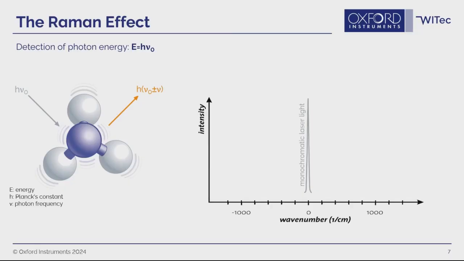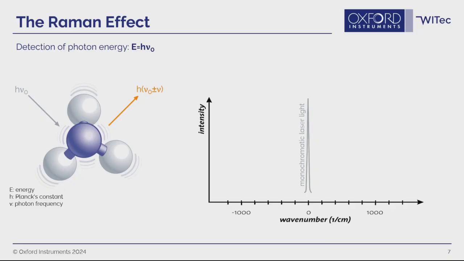I want to introduce you the Raman effect. Therefore, we look at the simple molecule. In this case, it is methane. As Raman is based on inelastic light scattering, I want to explain to you what happens when light interacts with matter.